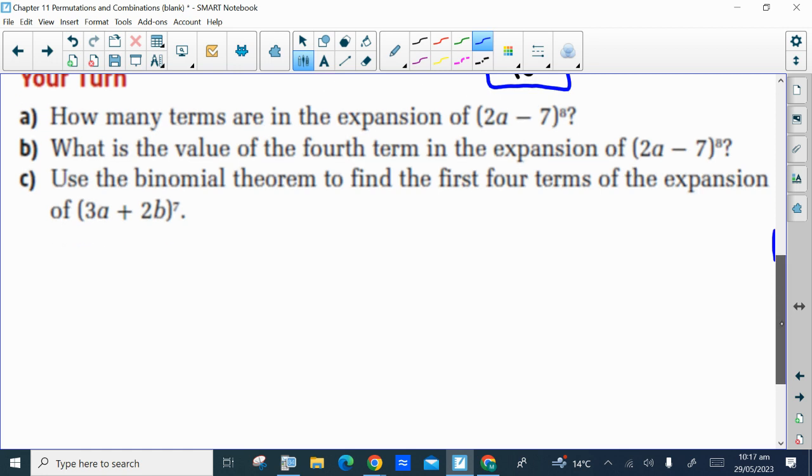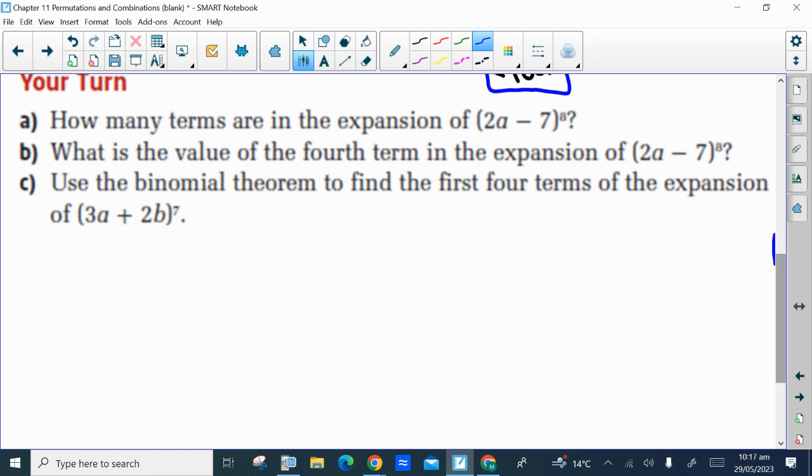This next one, how many terms are there in that expansion? So we learned that the number of terms is always 1 more than n. N, the power on 2a minus 7, is 8, which means that there would be 9 terms. The number of terms is always 1 more than the value of n. What is the value of the fourth term?